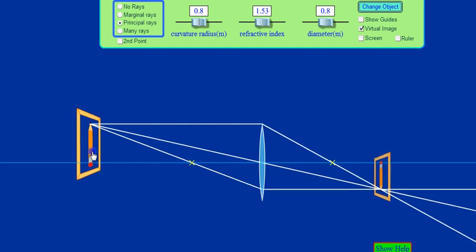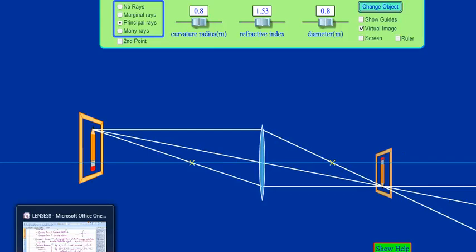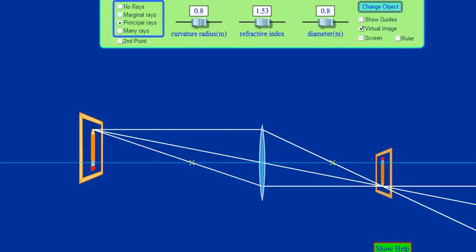Okay? And so this is a fun app to play with. You can change the object to see how the orientation works. There's our famous arrow. Okay? And that's about it. So next time I'm going to do some ray tracing and show you how it works for a couple of different lens situations.